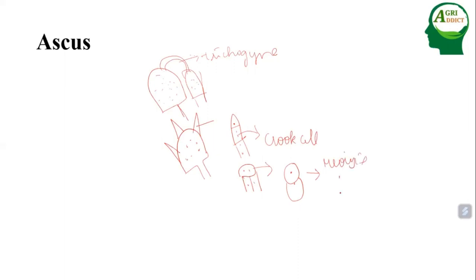for the production of four nuclei. And these four nuclei will undergo mitosis to produce eight nuclei. So this is how eight nuclei will be produced within the ascus. Then the protoplasm will cover it and eight ascospores are produced within the ascus. This is how the ascus will be produced.